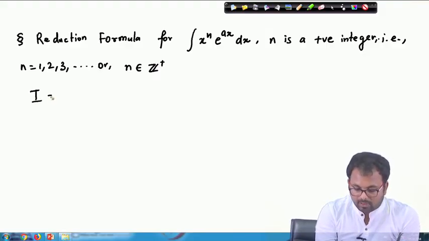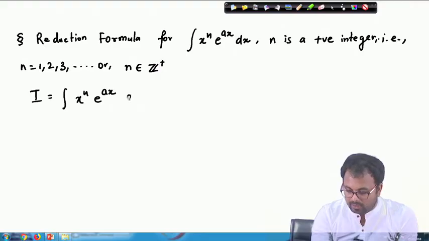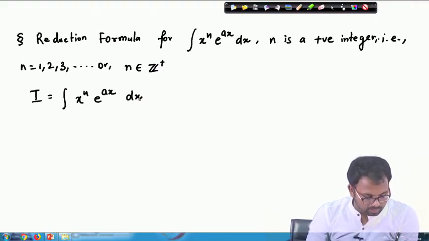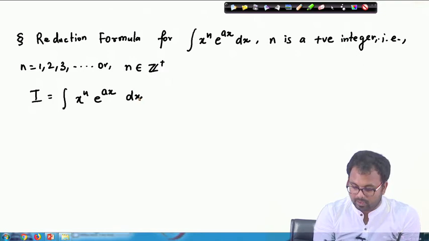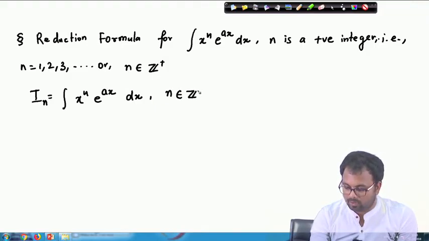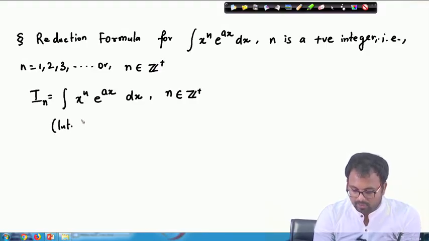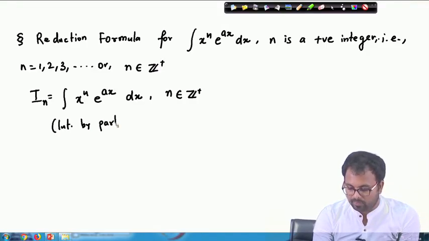So our given integral I equals x to the power n e to the power ax dx. Since we have n here, I can put a small n as a subscript, where n is a positive integer. Let us write it in short. Okay. So now I'll do the integration by parts.